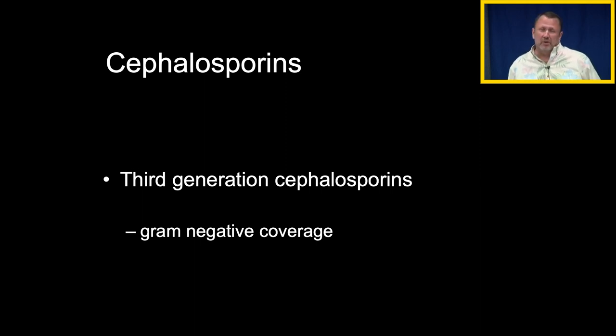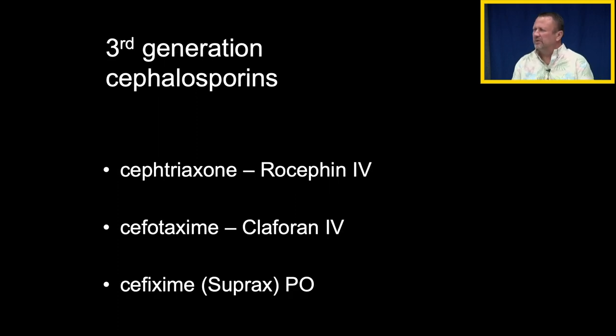Third-generation cephalosporins will have more gram-negative coverage than the previous generations and still really good gram-positive coverage. The most common third-generation cephalosporin we use is Rocephin. It's been very effective at treating all sorts of infections as a broad-spectrum antibiotic. Ceftriaxone is Rocephin. Claforan is cefotaxime.